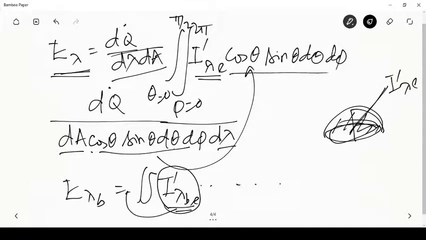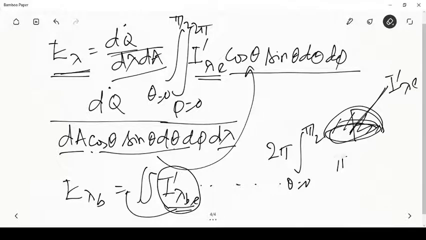Then you will have an integral of cos theta sin theta d theta d phi. So if I integrate that, I'll find that this integral actually comes out to pi. How is that? Because this d phi integrated will give me 2 pi, and then you will have an integral over theta equal to 0 to pi by 2 of cos theta sin theta d theta. And cos theta sin theta d theta, what can it become?